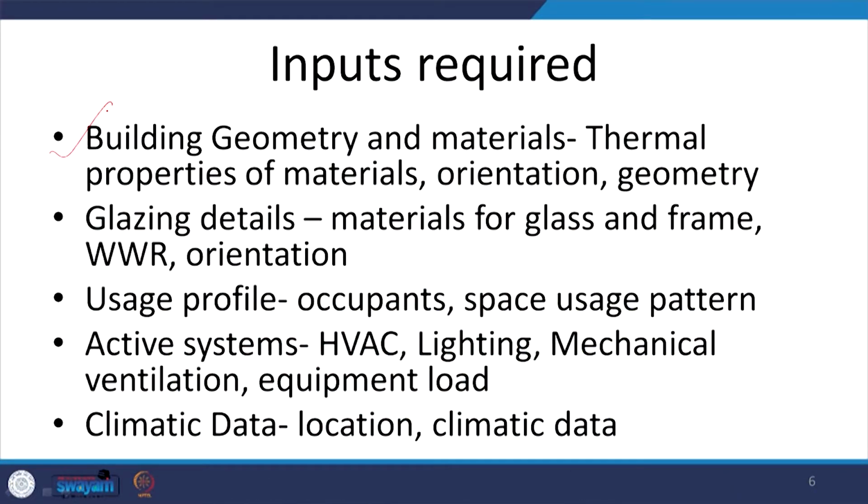So, first of all, it is building geometry and materials. Here we are talking about the thermal properties of the materials, orientation of the building, the geometry. So, largely the spatial design of the building. The next is glazing details. So, we talk about the material for glass, the material for frame, the window wall ratio, the orientation of the building, orientation of the glazing, fenestration.